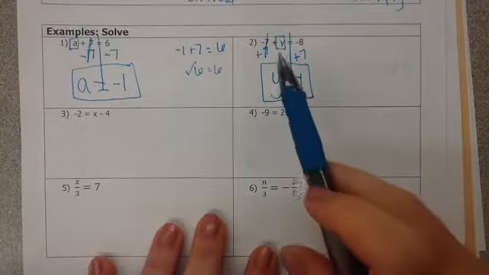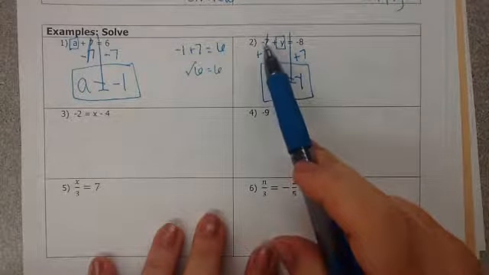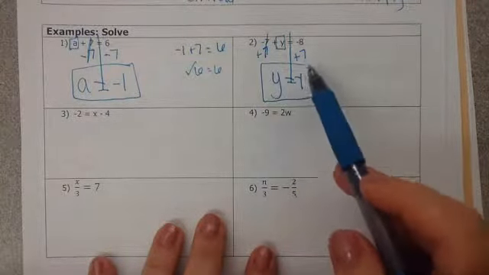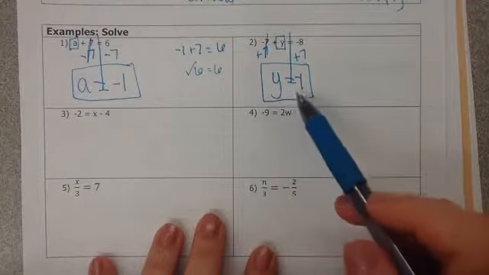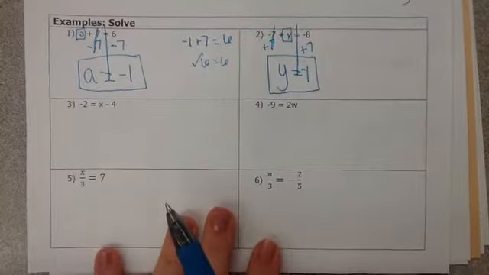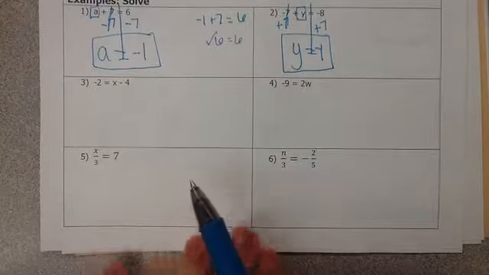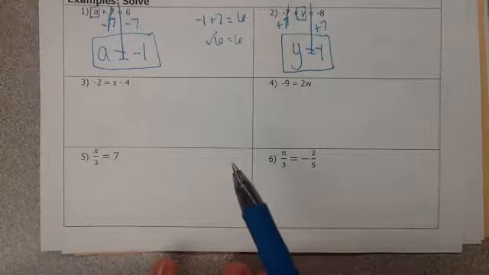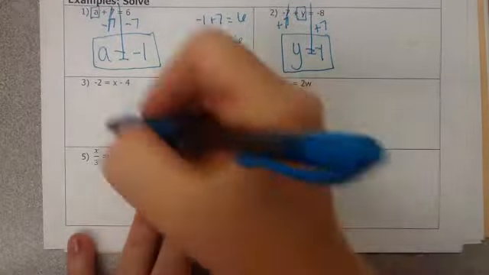Okay. So get rid of what is with the variable. Make sure you do it on both sides. Our variable is now alone. Try number 3 on your own. Let's see how you did.